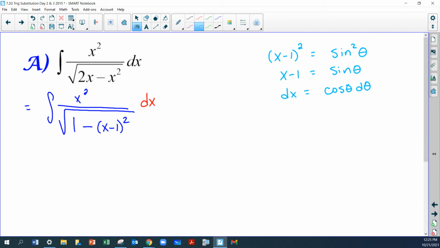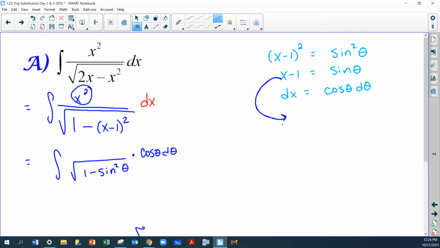Now, where do we go from there? The x squared part's kind of bugging me on the top. All right. On the bottom, I'm going to have 1 minus sine squared theta. dx becomes a cosine theta d theta. And then we've got this x squared going on. What's the deal with that?